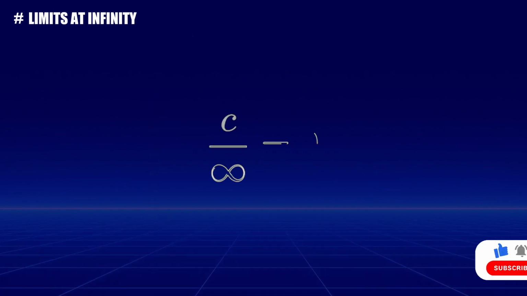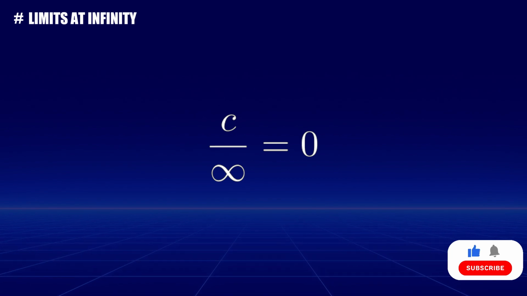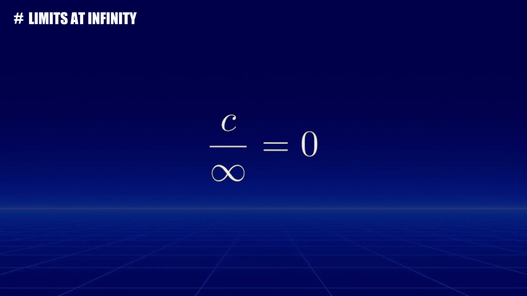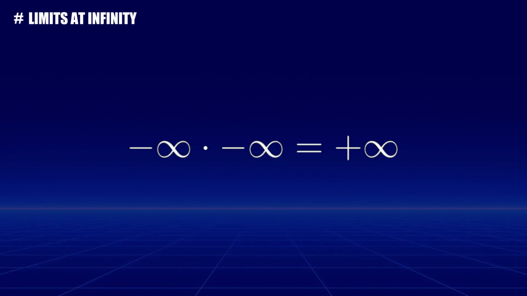First, if you divide a constant by infinity, the result will be 0. The second, negative infinity multiplied by negative infinity equals positive infinity.